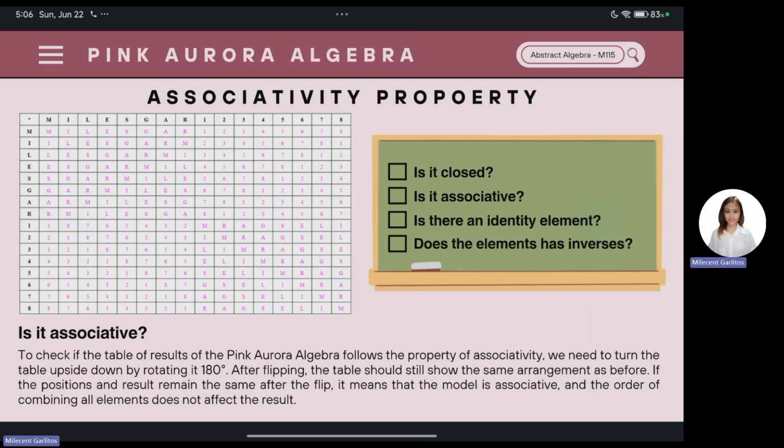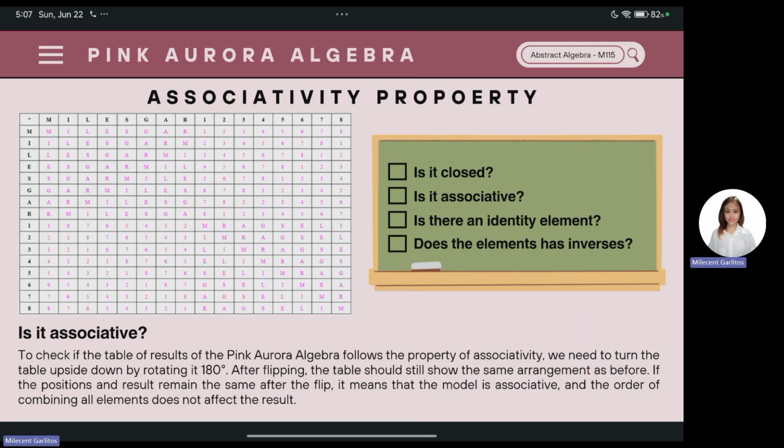Now, the associativity property. So is it associative? To check if the table of results of the Pink Aurora algebra follows the property of associativity, we need to turn the table upside down by rotating it 180 degrees. After flipping, the table should still show the same arrangement as before. If the positions and results remain the same after the flip, it means that the model is associative and the order of combining elements does not affect the result.